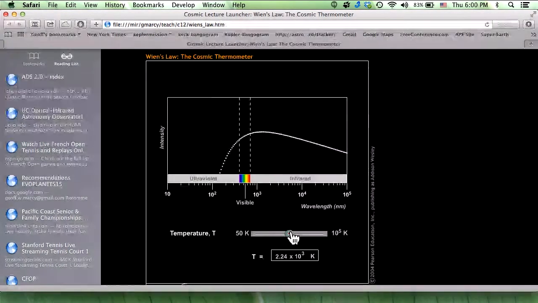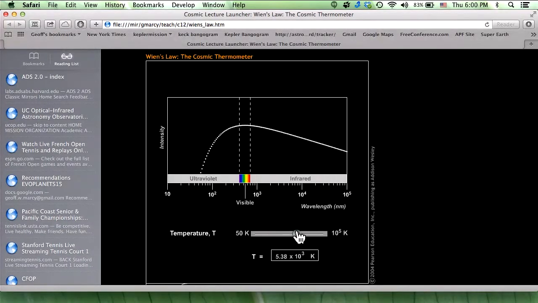Now, notice what happens when I change the temperature. So I'm now going to use this slider and change the temperature from its current 2,240 degrees. I'll make it hotter. Notice what happens to the graph, the intensity of light at each wavelength, when I make the object hotter. It gets more intense. The thermal emission is greater. There's brighter, more light being emitted by the object.